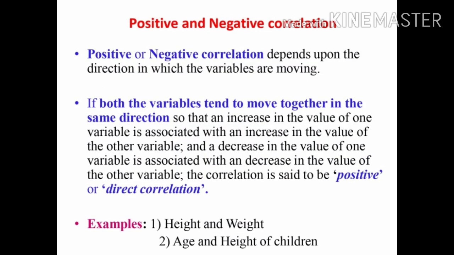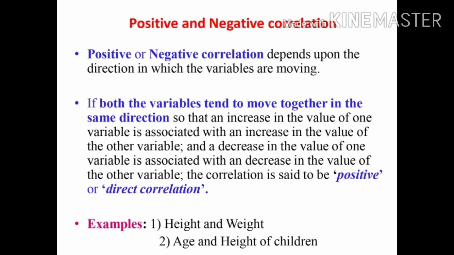If both the variables tend to move together in the same direction, so that an increase in the value of one variable is associated with an increase in the value of the other variable, and likewise a decrease in the value of one variable is associated with a decrease in the value of the other variable, this type of correlation is said to be positive or direct correlation.